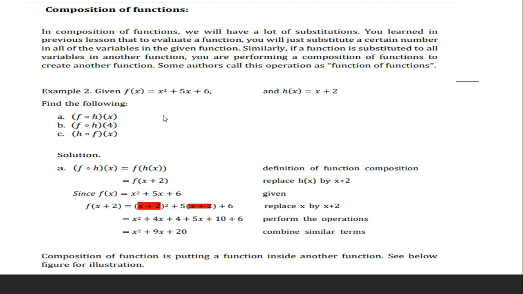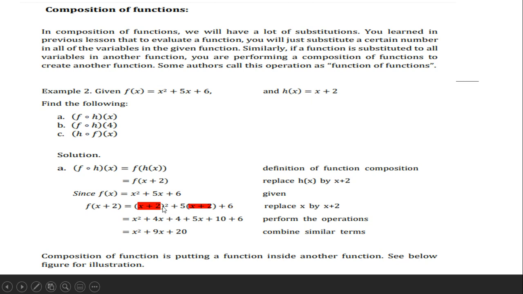Composition of function. So, pag sinabing composition of function is putting a function inside another function. So, pag sinabing f circle h of x, yung h of x, ilalagay mo sa loob ng f of x. So, that x plus 2, i-substitute mo diyan sa x na yan. So, let's have an example here. X squared plus 5x plus 6. So, yung x plus 2 squared plus 5 times the quantity x plus 2 plus 6.